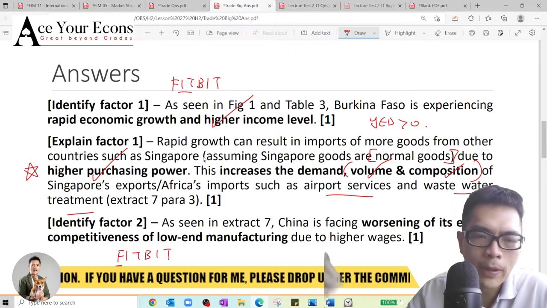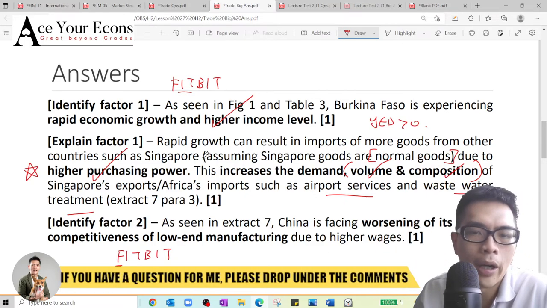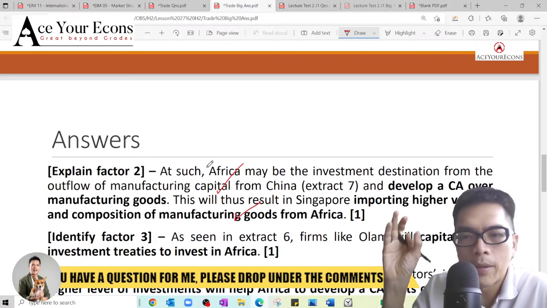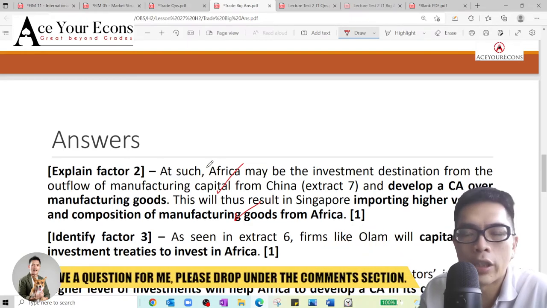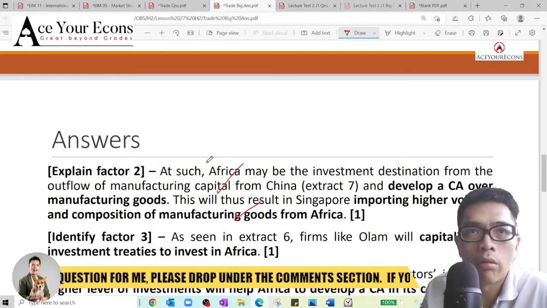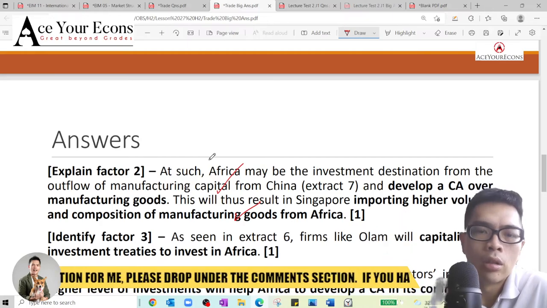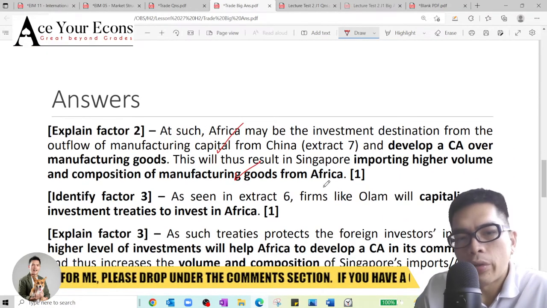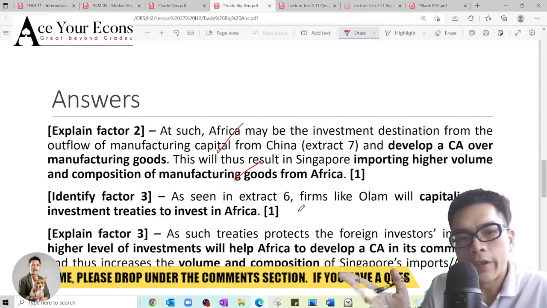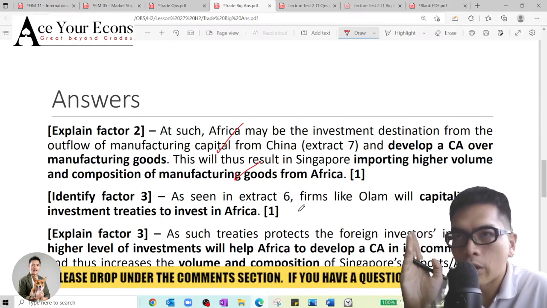Okay, but to be more specific, we are looking at the sources of comparative advantage. Dynamic comparative advantage can be developed over time. So factor three: investment treaties. You've got to be careful.